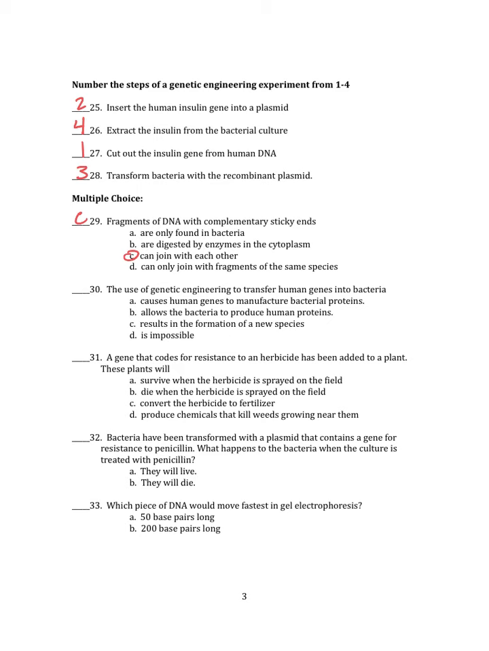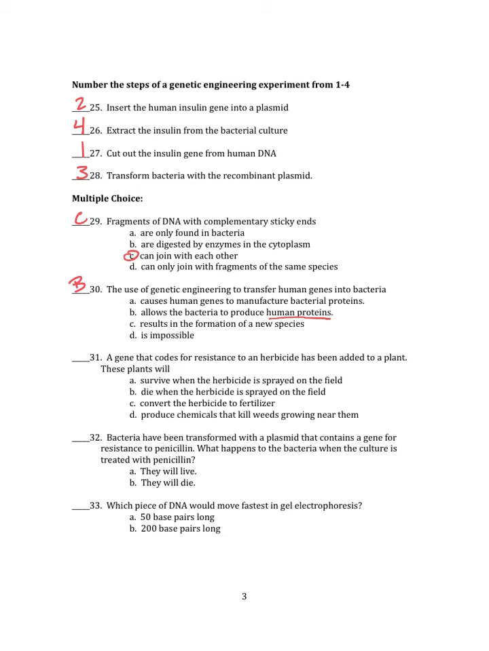Number 30, the use of genetic engineering to transfer human genes into bacteria allows those bacteria to produce human proteins. So this is exactly what we did when we inserted the insulin gene into a plasmid in a bacteria cell. It allows us to take a gene that's important for humans, have the product produced by bacteria, and then we can use the resulting insulin to help people who have diabetes.